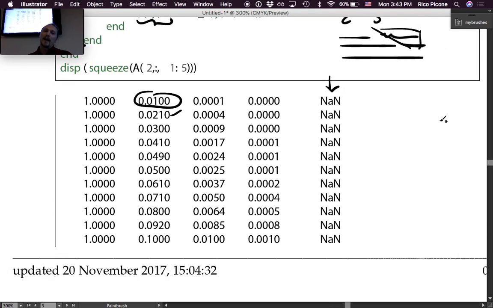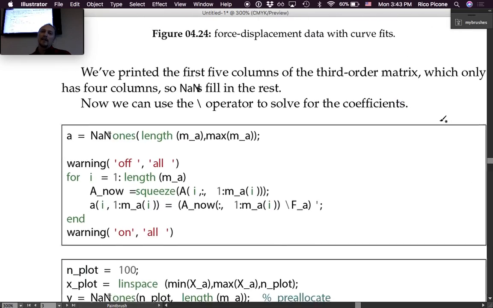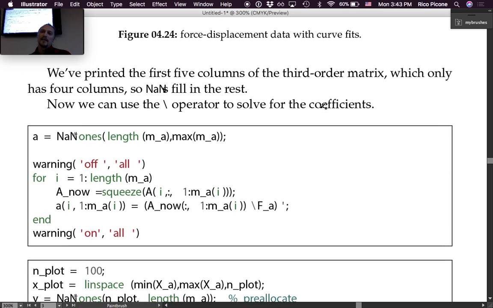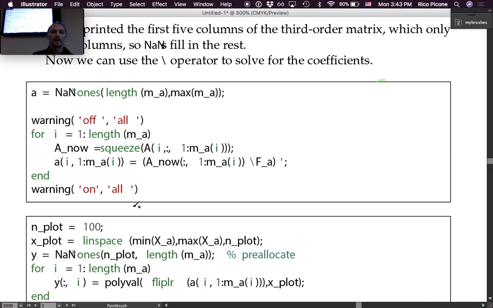And now I've got my A matrices, okay? Now we can use the slash operator to solve for the coefficients. So I took the warning off so it didn't print this annoying warning about being an ill-conditioned matrix. It's not a good thing to do in general. If you have an ill-conditioned matrix, it's not something you should just turn the warning off for. But I didn't think it looked pretty in the notes, so I turned it off. But see, I turned it back on.